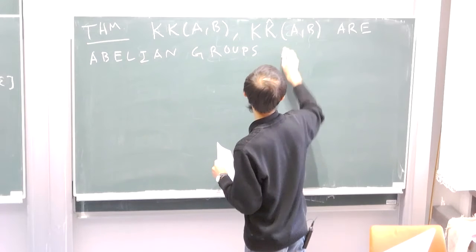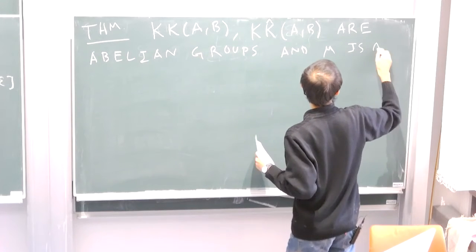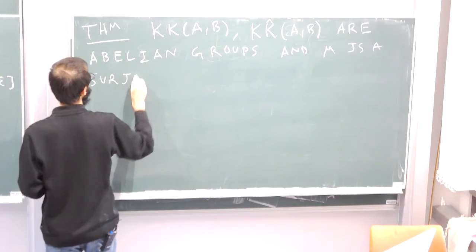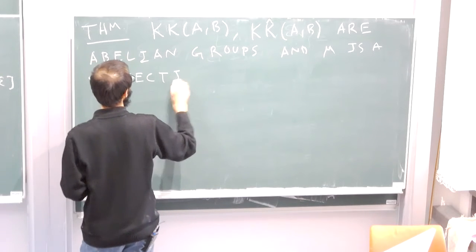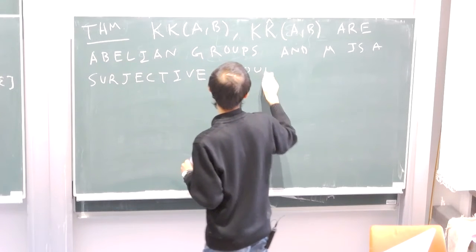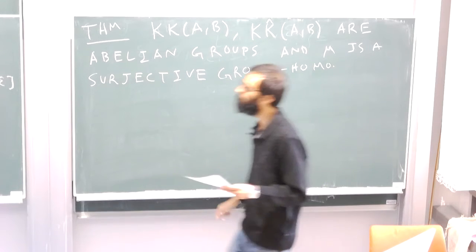abelian groups, and mu is a surjective group homomorphism.